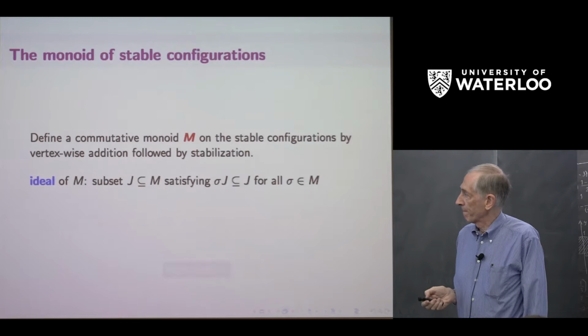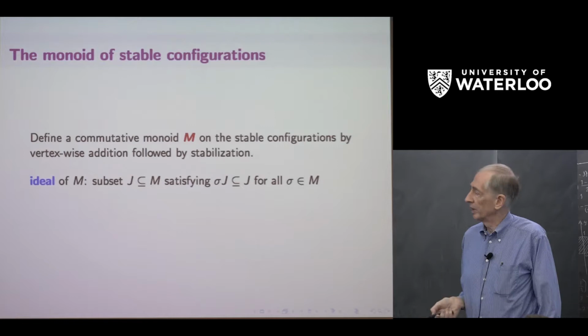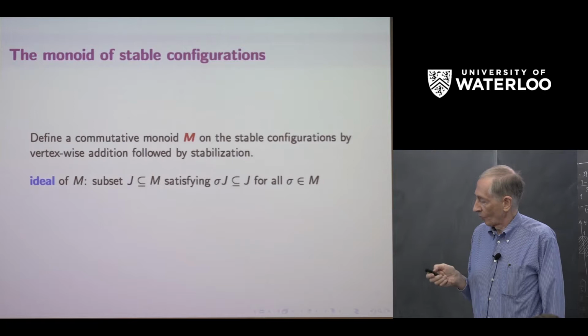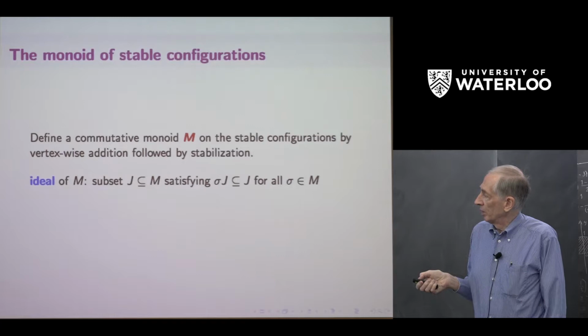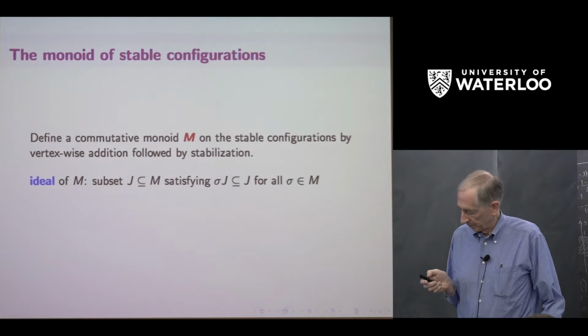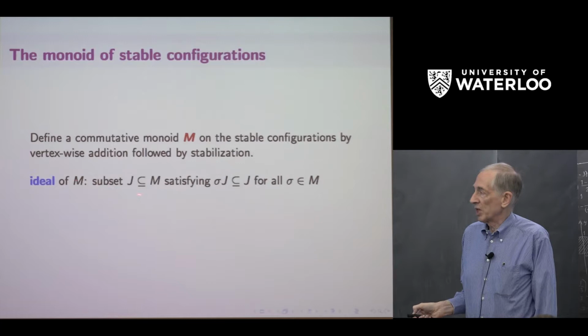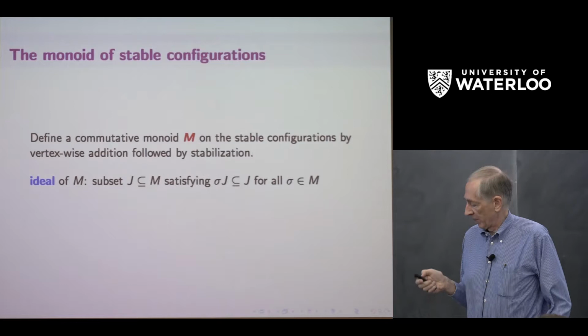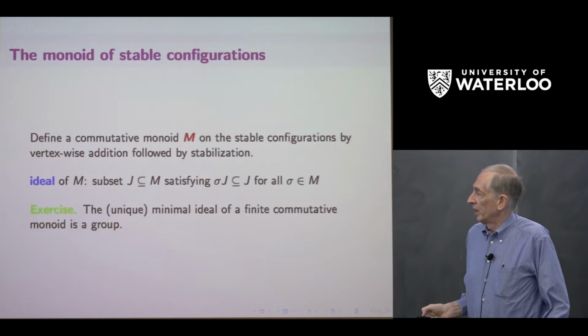Okay, so a stable configuration is one that we cannot topple. And we can make them into a monoid, a commutative monoid, that is, a commutative semigroup with identity, by just adding them vertex-wise and then stabilizing. So this defines a certain monoid on the set of stable configurations. And in general, an ideal of a monoid is some subset J of M such that sigma J is contained in J for all sigma in M. You know, exact analog of the ideal of a ring. And it's a nice exercise to show that if you have a finite commutative monoid, there exists a unique minimal ideal, and it's a group.